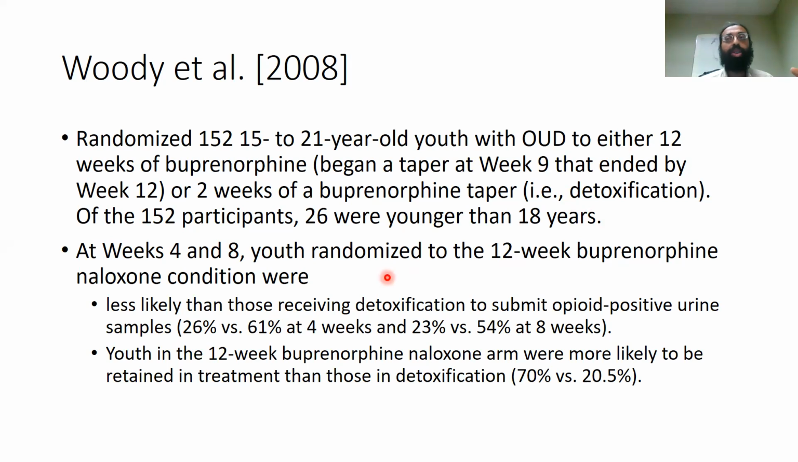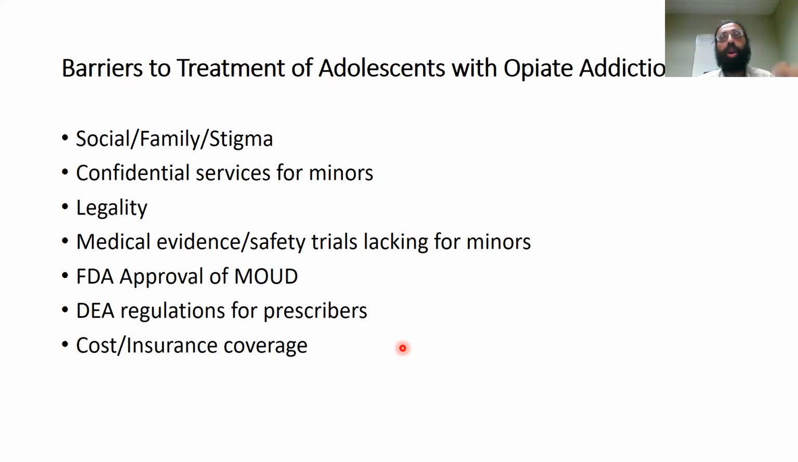Detox versus maintenance treatment over about a 2 to 3 month period. And what this study found was that in adolescents, just like in adults, the maintenance treatment over that period was significantly associated with less use of illicit opioids and improved treatment retention, two very important parameters that we look at. So again, in adolescents, maintaining on buprenorphine led to these adolescents using less illicit opioids, and they were more likely to stay in treatment.